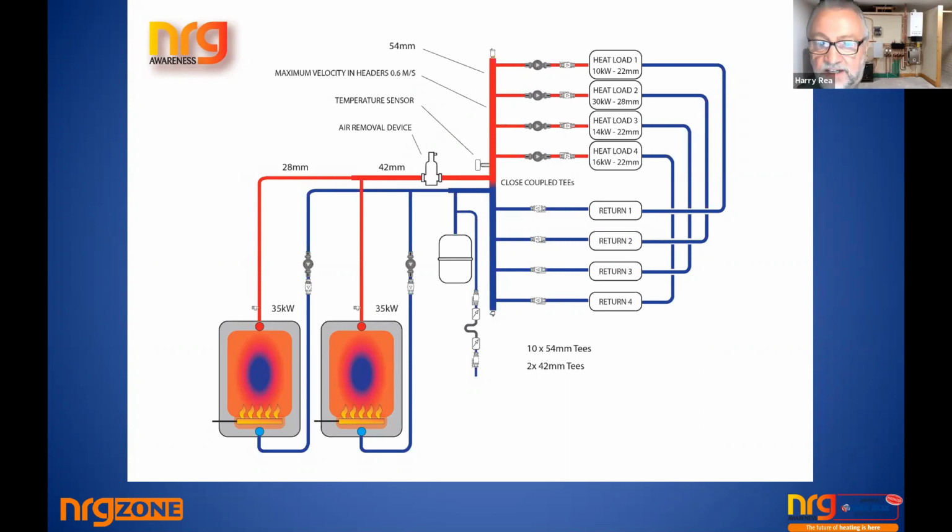Then you have a 14 kilowatt on load 3, and it's 28 mil again, and 16 kilowatts on load 4. So they total up to 70 kilowatts. So these pipe sizes we all understand, but there seems to be a kind of a misunderstanding of what's happening here. And a lot of people complain about having issues with their systems, that some of the zones are not heating as good as others, some are drawing in air.